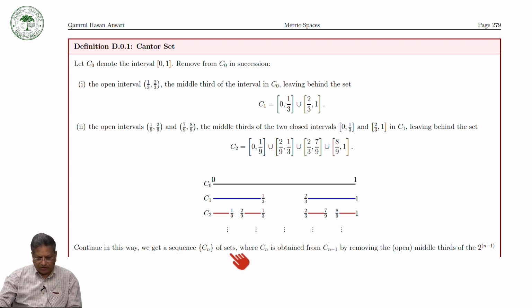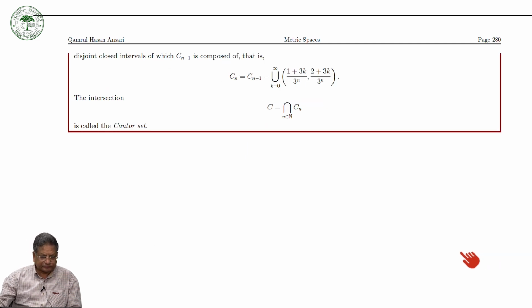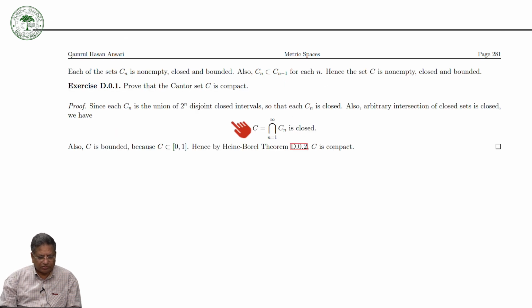We get a sequence Cn of sets where Cn is obtained from Cn minus 1 by removing the open middle third of the 2 raised to the power n minus 1 disjoint intervals of which Cn minus 1 is composed. Then the intersection of all Cn is called C, the Cantor set. So this is the definition of the Cantor set which we have used.